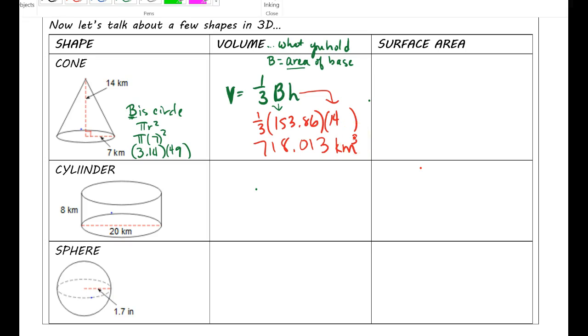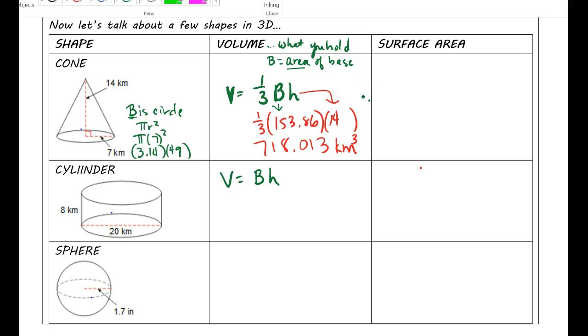Okay? So now let's do volume of a cylinder. Okay? The volume of a cylinder is very similar to the one we just did. It's the same thing, but without the 1/3. So it's big B times h. Big B means the same thing here that it did above, okay? It does mean the same thing there.